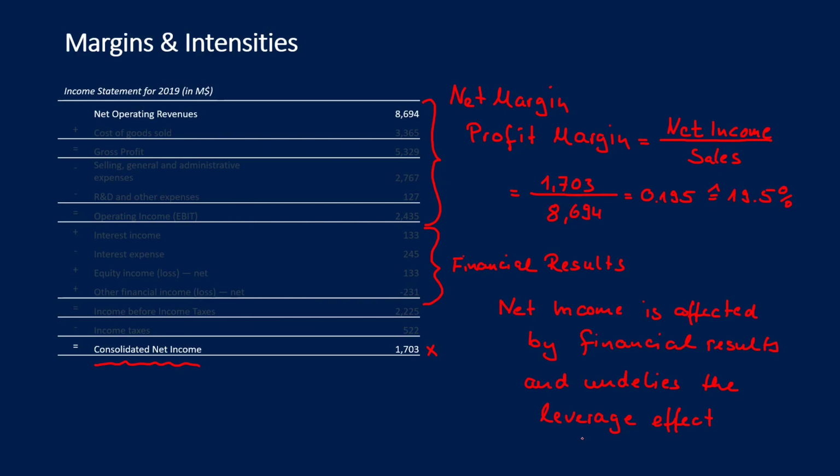So, to summarize this, I would like to point out that margins and intensities are very good in analyzing the operating income. They are not so good in anything below.